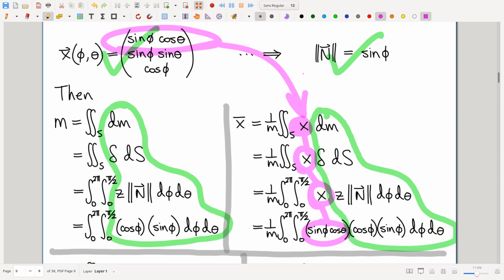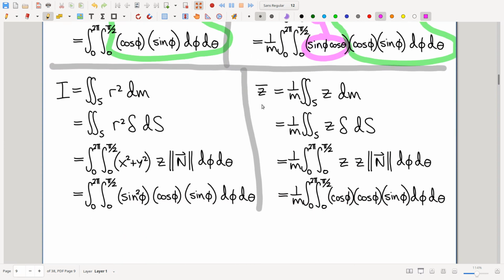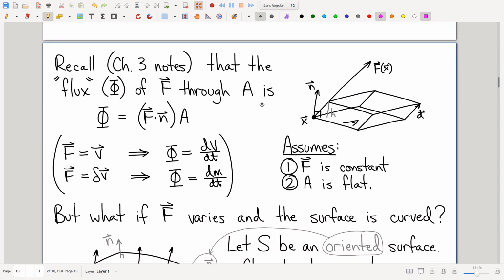Everything else is the same. Everybody happy? All right. A couple more examples. If you want to take a look, feel free. And now on to one more example.